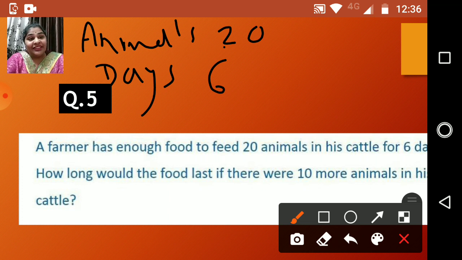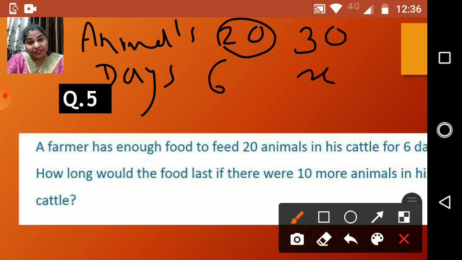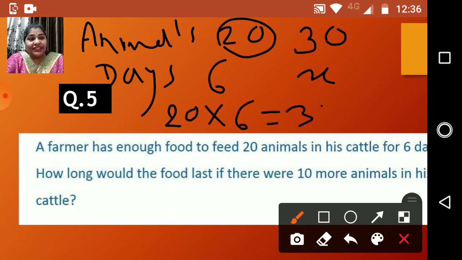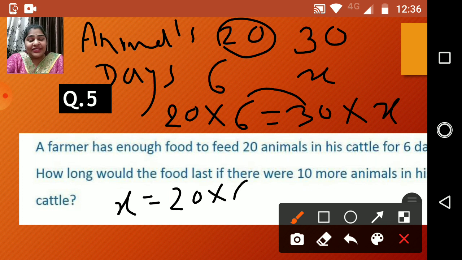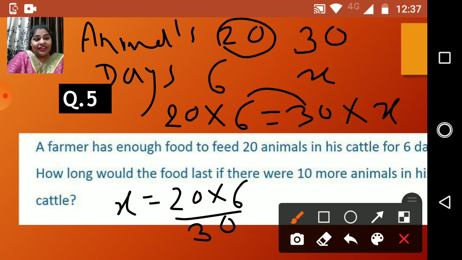10 more means earlier there were 20, plus 10 means now the animals are 30. And now how many days can he feed the animals? Let the value be x or y, whatever you will take, children. So now x1 y1, that is 20 into 6, will be equal to 30 into x. That means x will be equal to, we will transpose this 30, 20 into 6 whole divided by 30. Whatever value you get, children, that will be the number of days.